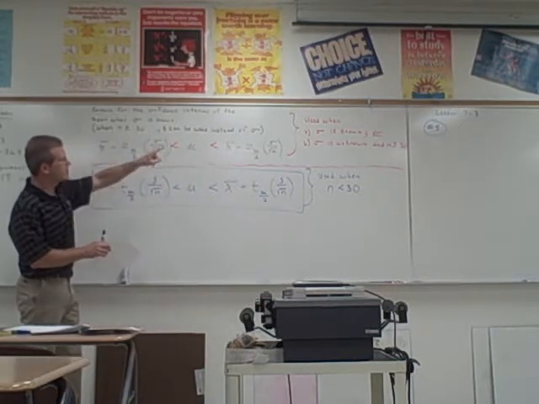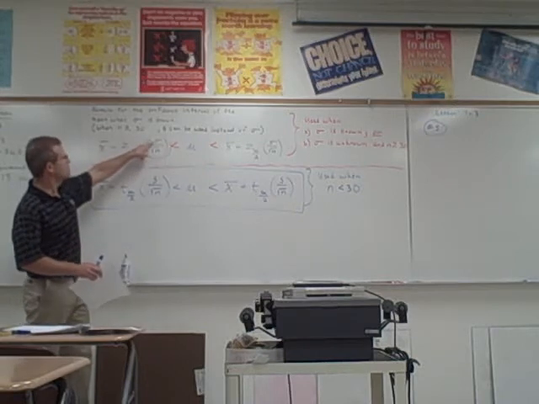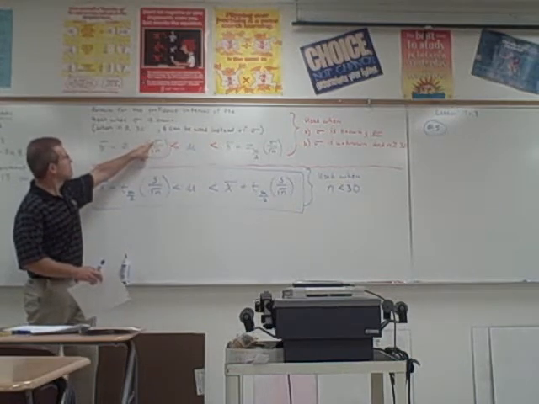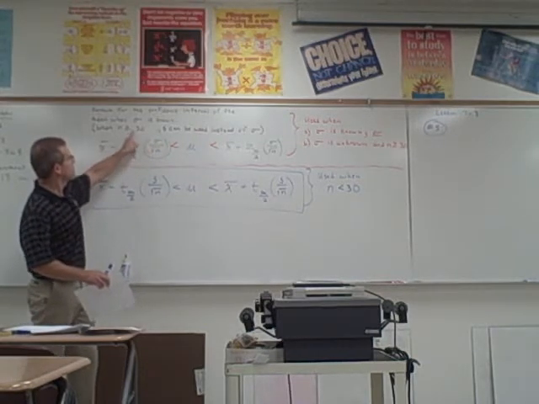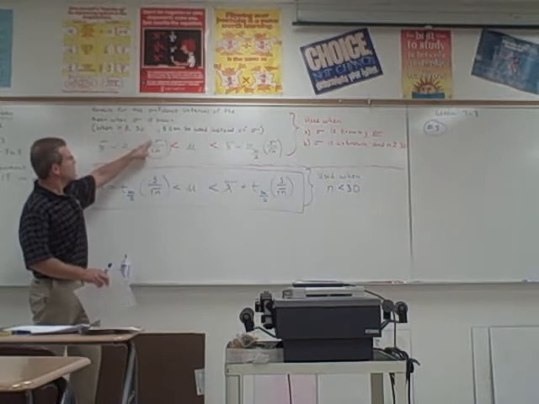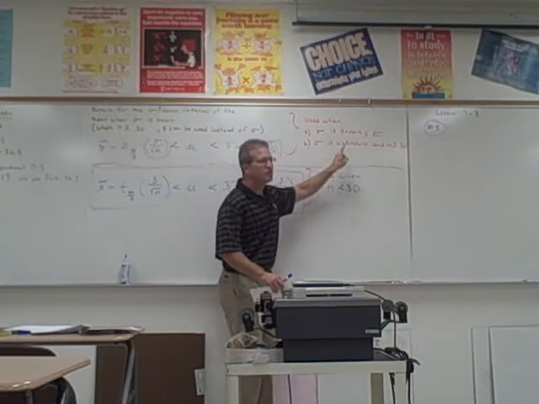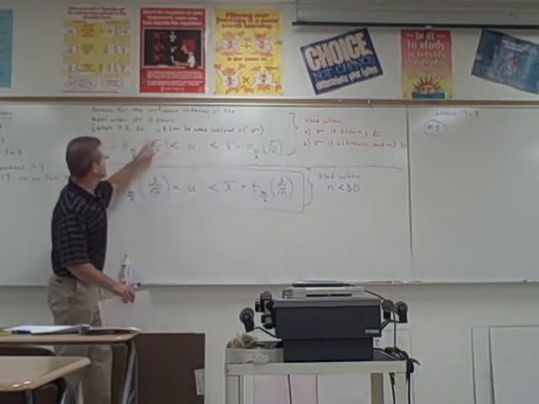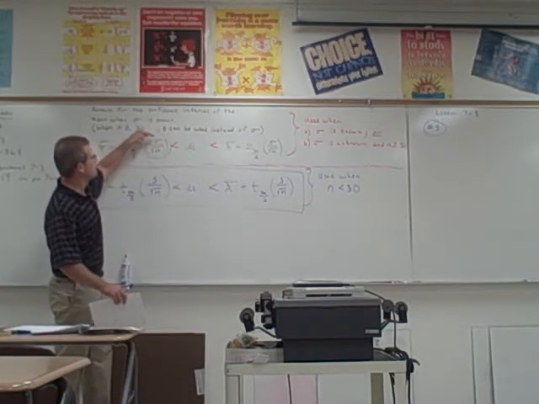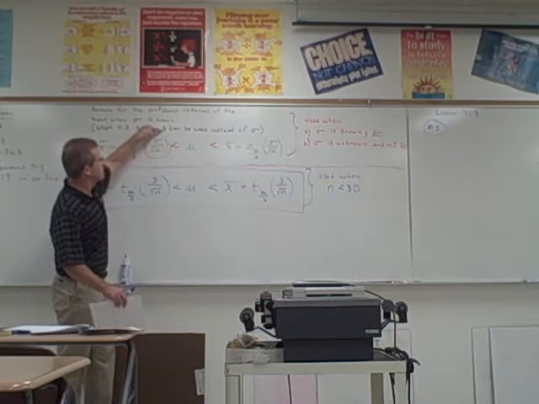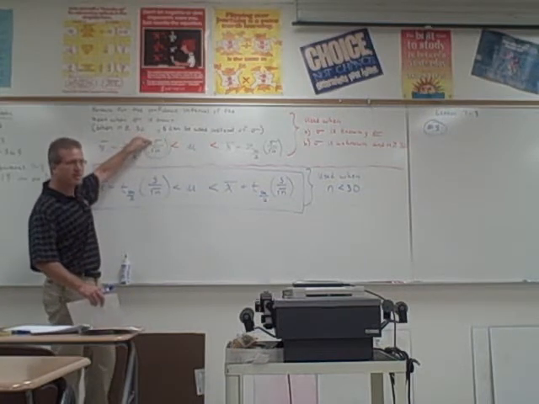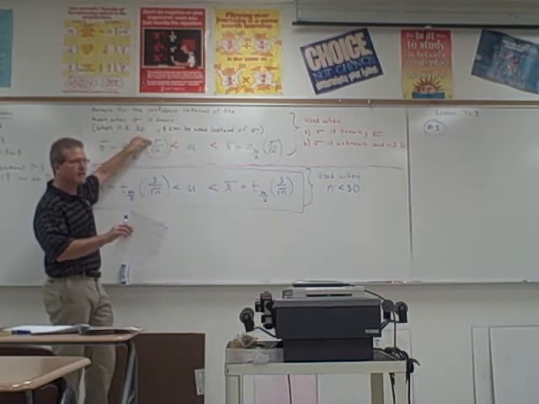Now, of course, if you know the standard deviation of the population, go ahead and use that right there. But you notice here that it says if n is greater than or equal to 30, and you don't know the population standard deviation, you can use S instead. S is the sample standard deviation. So you can use the sample standard deviation in place of the population standard deviation when n is greater than or equal to 30.